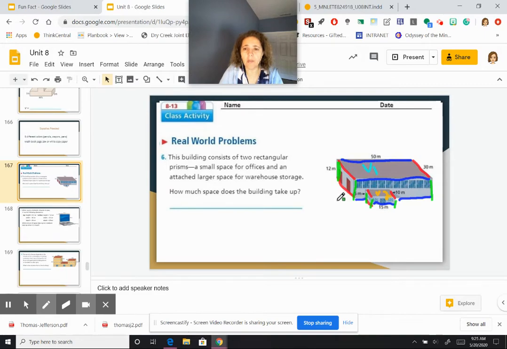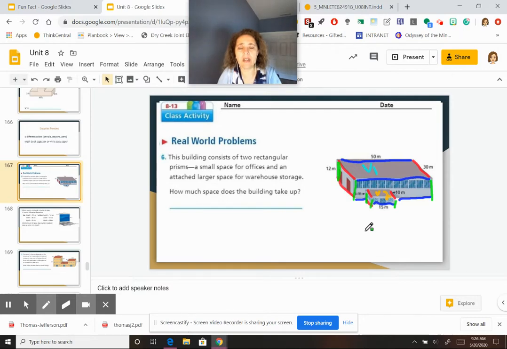Okay, so I marked all my heights. Here's the height. Here's the height. These are parallel. This is parallel to that one. That's a height. And this is a height. That's a height. And that's a height. So now that I have all my measurements, now I can go ahead and find the volume of the 2 different rectangular prisms and add them up together. So go ahead and try that.